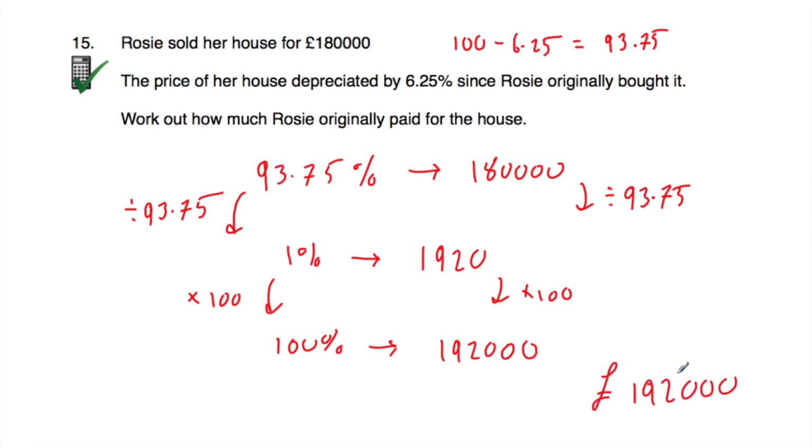So that's how much she originally bought the house for, and then she sold it for £180,000 because the price went down by 6.25%, and that's it. So the question said, how much money did Rosie originally pay for the house? It's £192,000, that's how much she originally bought the house for.